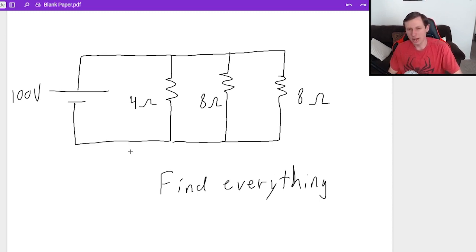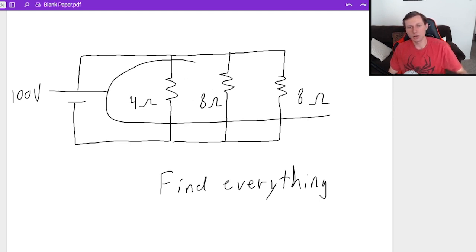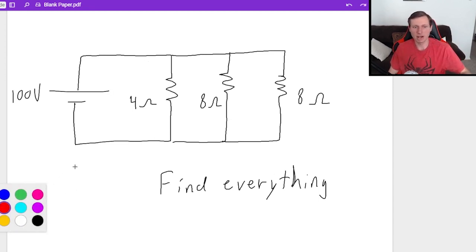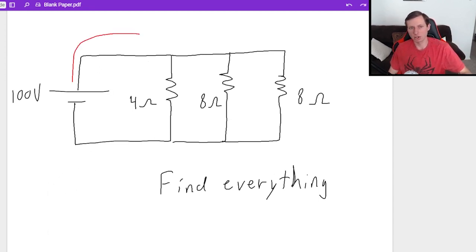So as far as the strategy goes for circuits, almost always the best idea is to combine your resistors to a single resistor. We are lucky here that all three resistors are in parallel. The reason why they're in parallel is because if I am a car driving down this circuit, which is the analogy I always like to use, I have three choices I can make. I can go down this road, or this road.